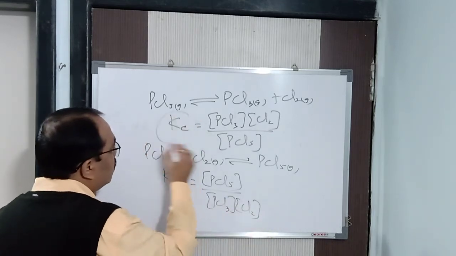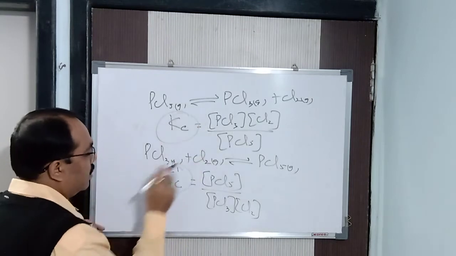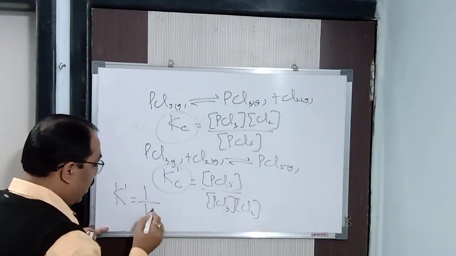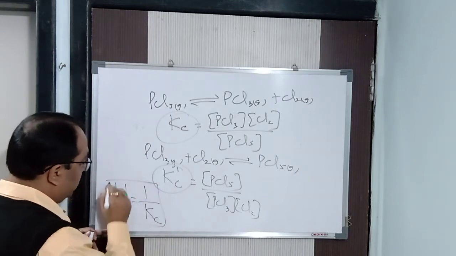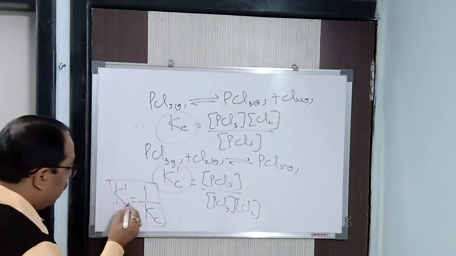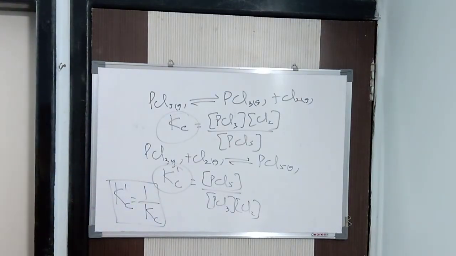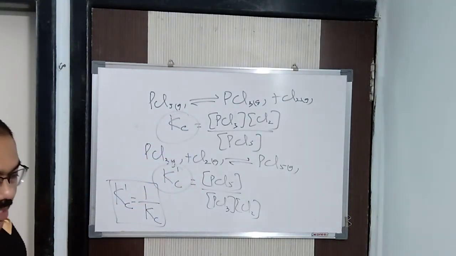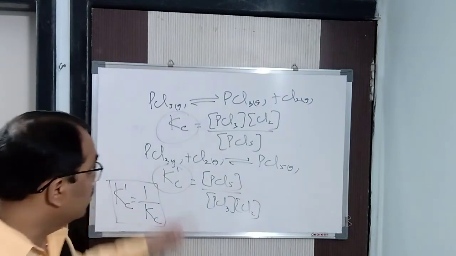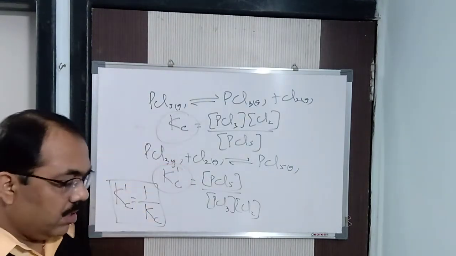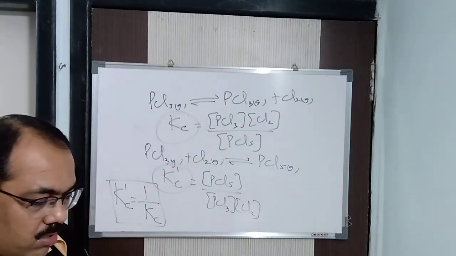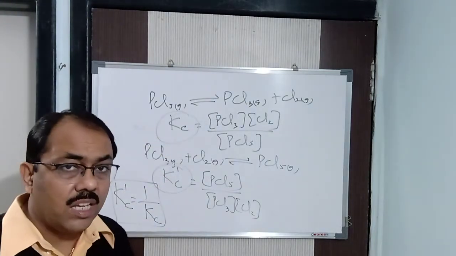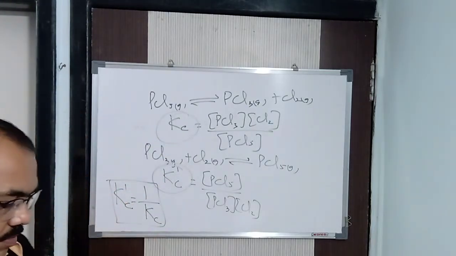Now what is the relationship between this and this? You can see it here. It is the reciprocal. So K dash c is equal to 1 by Kc. That is what I said. K dash c is equal to 1 by Kc, that is, they are reciprocals of each other. So for that reason I said, if a reaction is reversed, then the equilibrium constant is inversed, the inverse of each other.